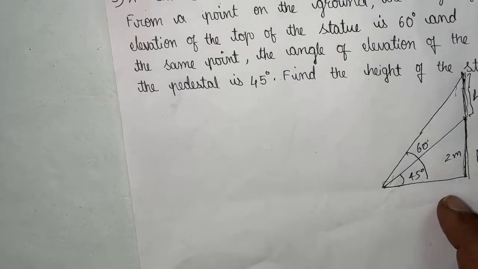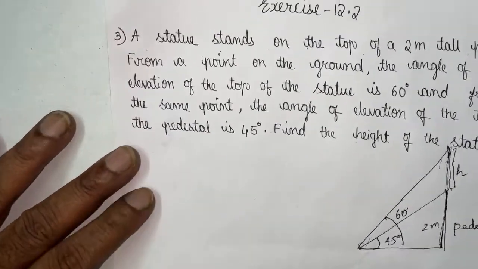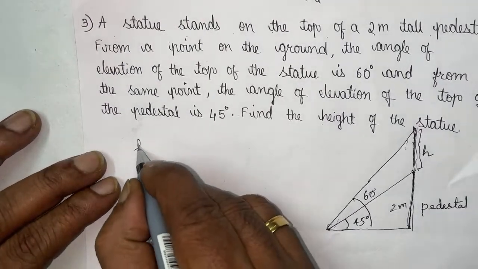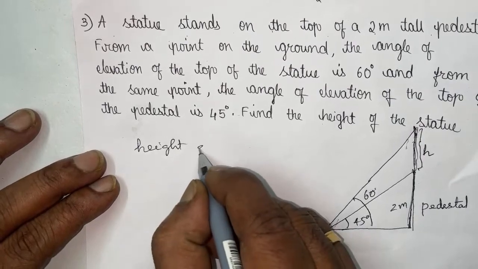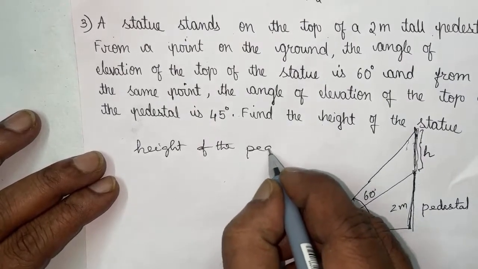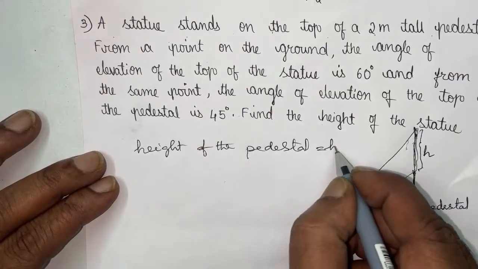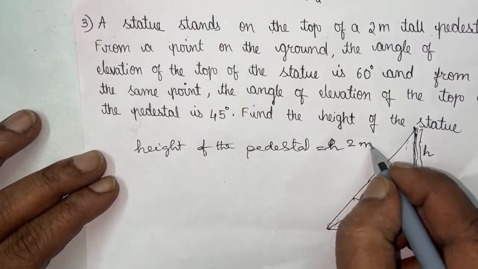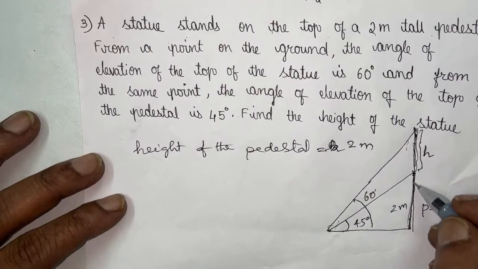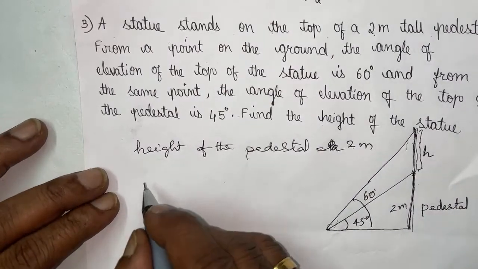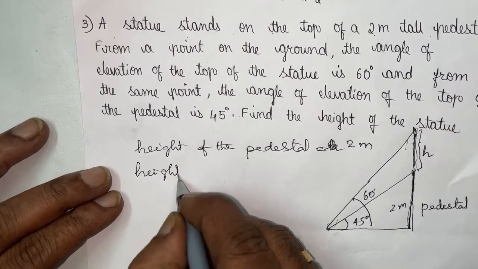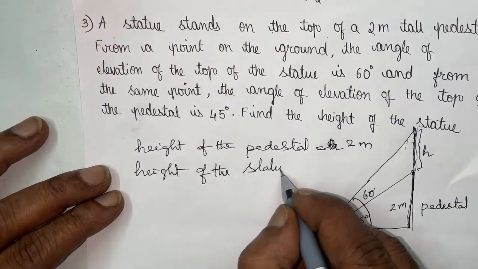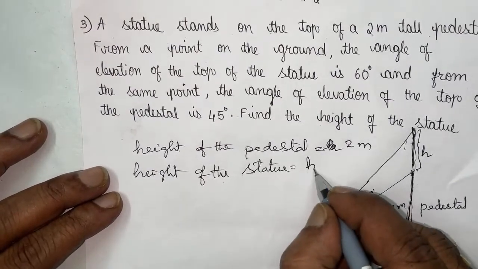The first statement is the height of the pedestal. The height of the pedestal, as we already know very well, is 2 meters. And the height of the statue, which we don't know, we call h meters.